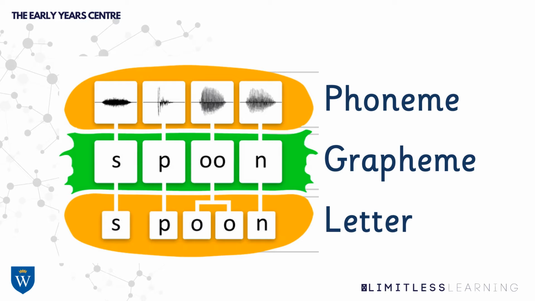Now, a grapheme is another name for the letter or group of letters that we use to write the sounds, so the spelling of the sounds on the page. You can see here that some graphemes have single letters, some graphemes have two letters, and we do also have graphemes of three letters too. We then, of course, have our alphabet, so we have the letter names that we give to the alphabet, S-P-O-O-N.